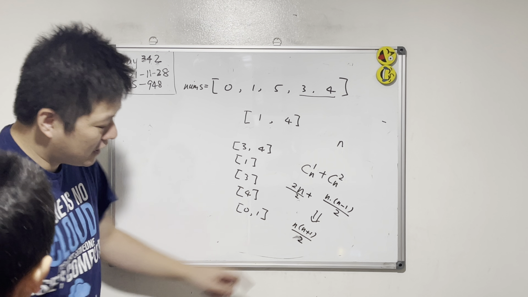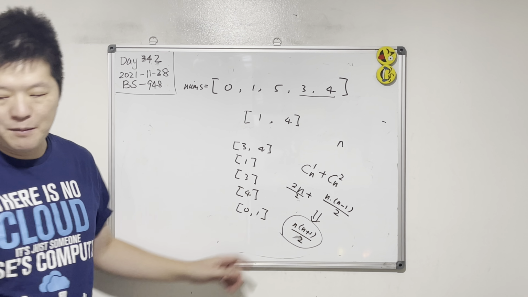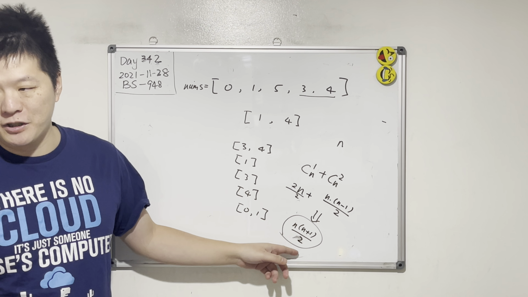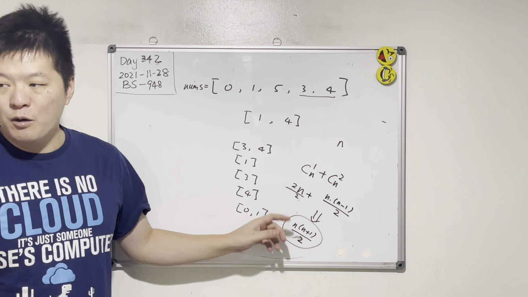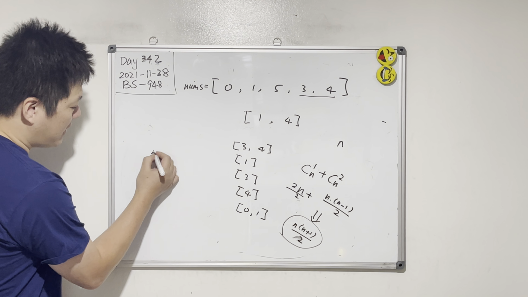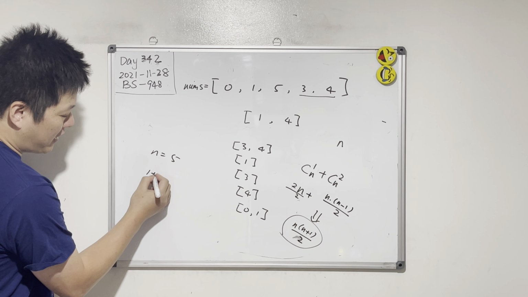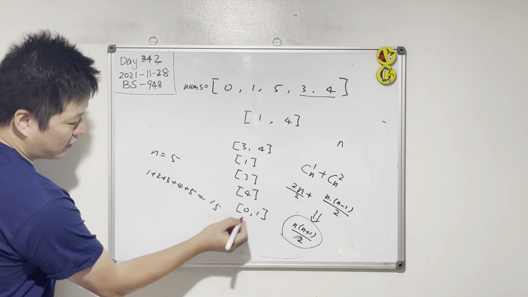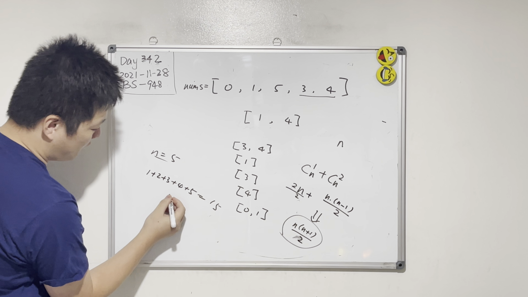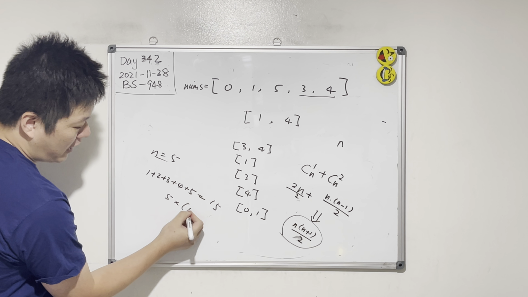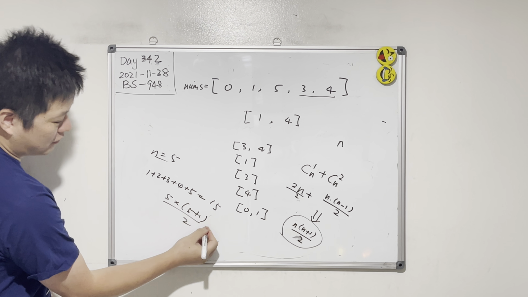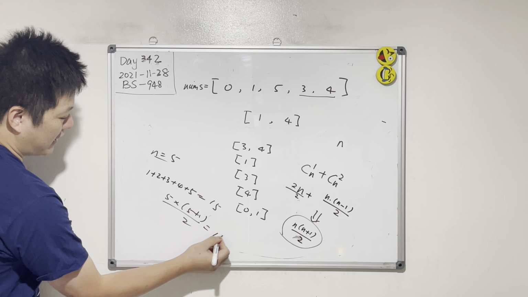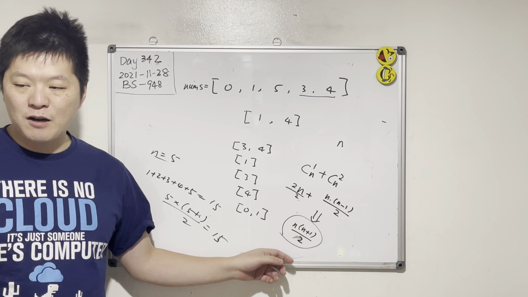Okay, so look, this is the formula for the sum of the first few integers, right? Look, n equals 5. It will be 1 plus 2 plus 3 plus 4 plus 5 equals 15, right? If you plug the 5 in, 5 times 5 plus 1 divided by 2, that gives us 15 as well. So that's how we get it.